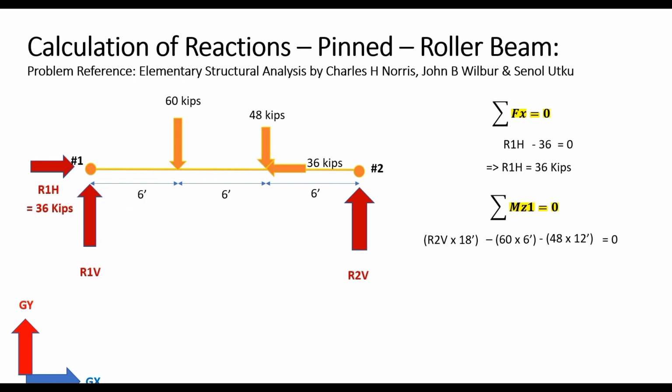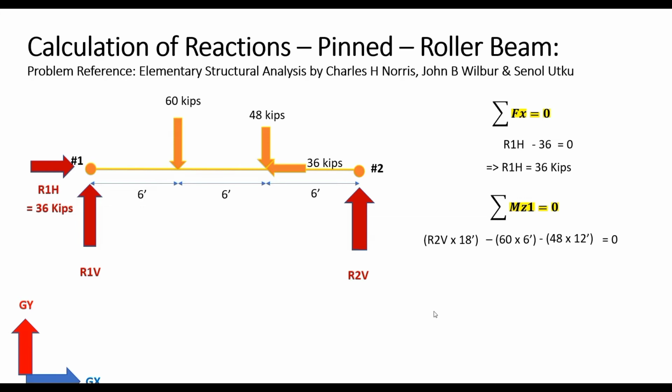Now, you may ask, what about the moments by the 36 kip force, the R1H force of 36 kips, and the vertical reaction at node number 1? What about the moments due to these forces? You would notice that all of these forces that haven't figured in this equation are passing through node number 1. So the distance of those forces from node number 1 is 0, and thus there won't be any moment due to these forces. So that's why we haven't considered those forces.